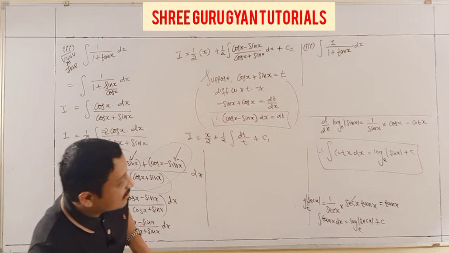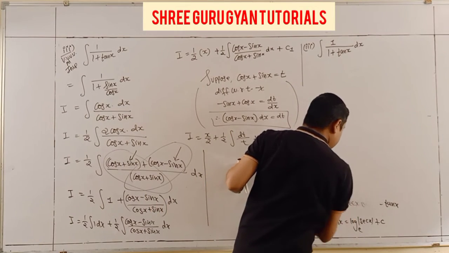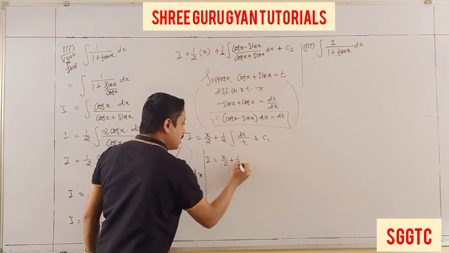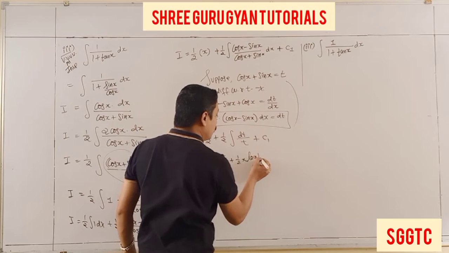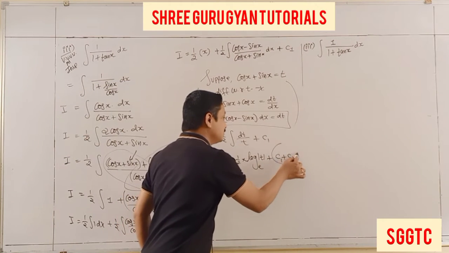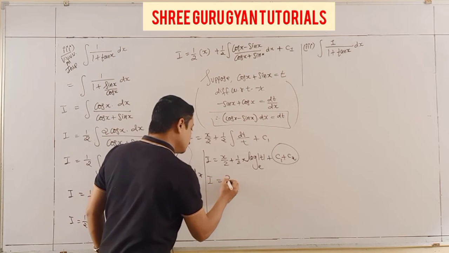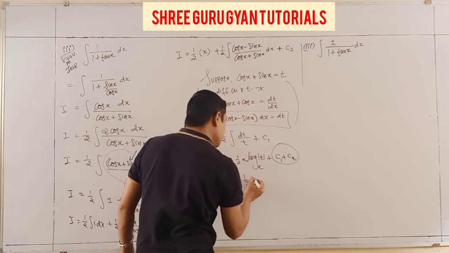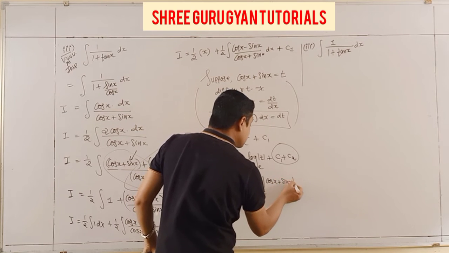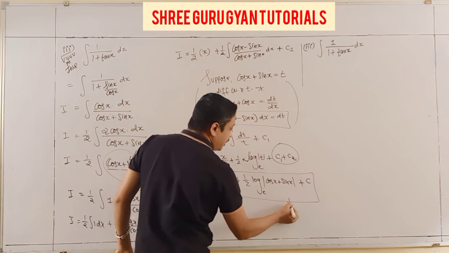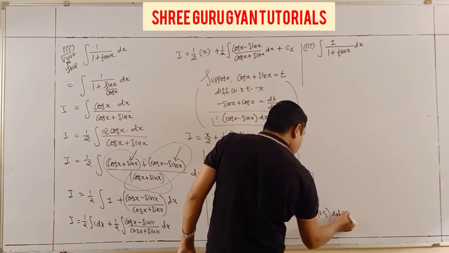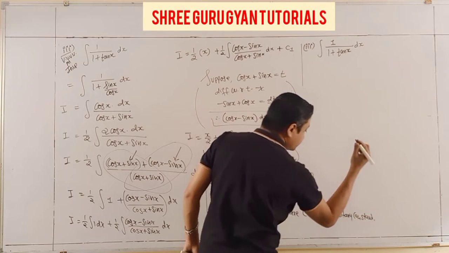Students, I am ending the whole numerical in two separation parts, integrated one by one. So I is x by 2 plus half, and dt by t is log of modulus t. Here c1 plus c2, another integration done, is c. So my answer is x by 2 plus half log of cos x plus sin x plus c, where c is an arbitrary constant, c1 plus c2. And these are important numericals.